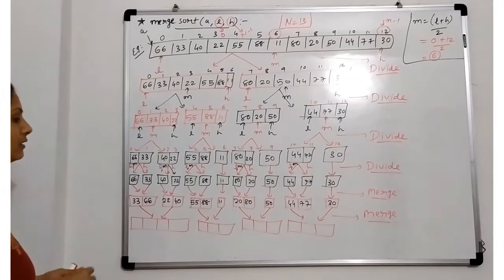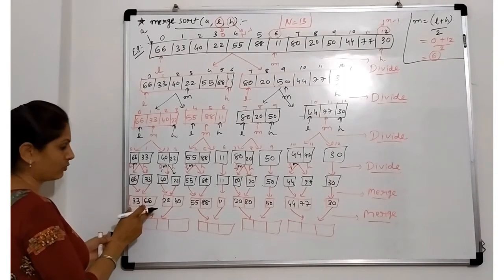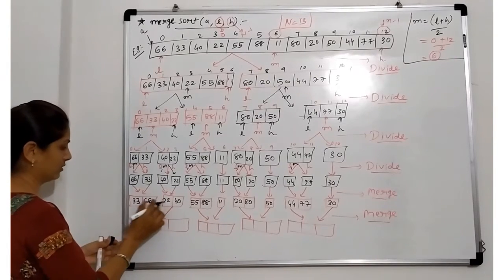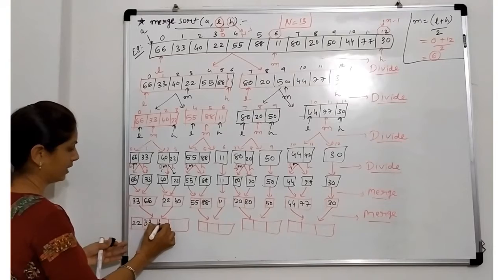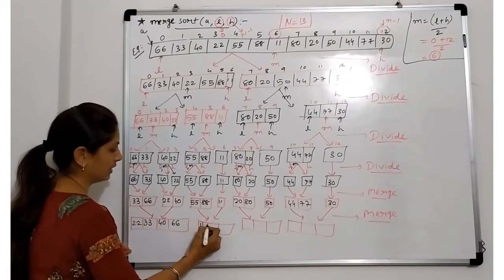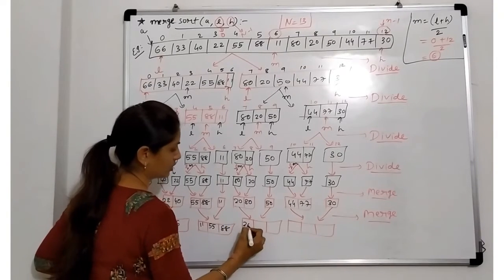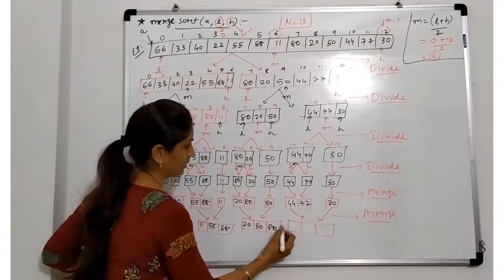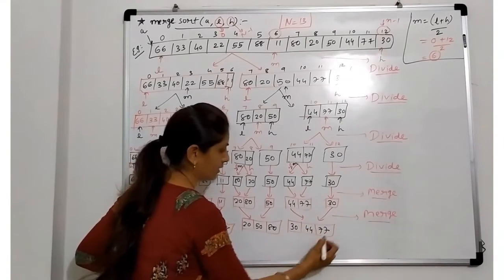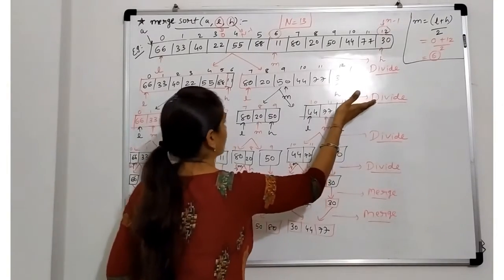And this is nothing but the merge again. Whenever we merge the elements, we have to write in sorted order. So from these 4 elements, the first element is always 22, then 33, then 40, 66. From these 3, first is 11, 55, 88. From these 3, 20, 50, 80. From these 3, 30, 44, 77. Clear? Now go to the divide step above.